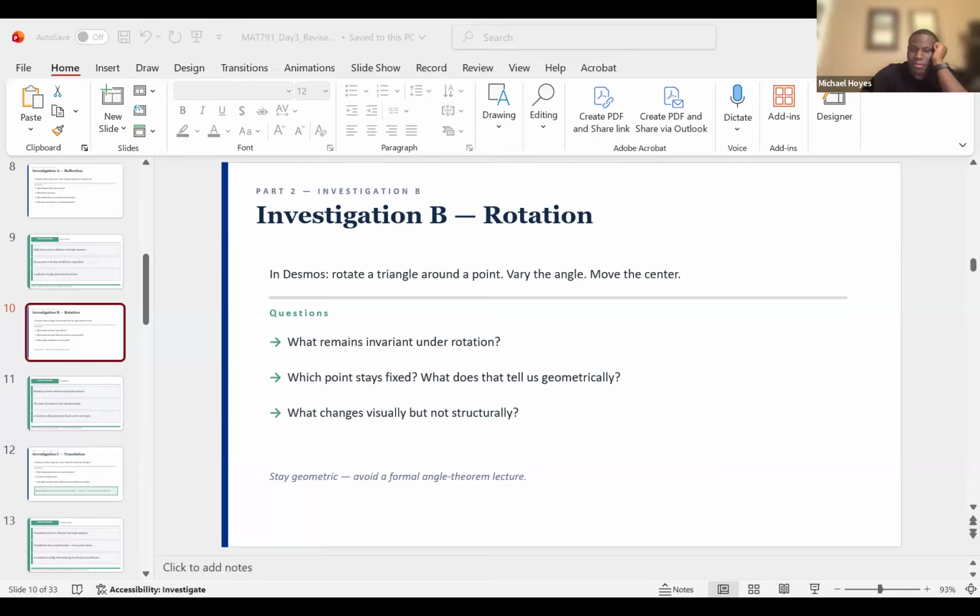And what else? What else stays the same as the figure rotates? Just like before, we keep our segment lengths, keep our angle measures, keep our general shape, right? It's still a triangle in this case. Everything else stays the same. Essentially, the sizes, angles, all your measured ideas, will remain the same.